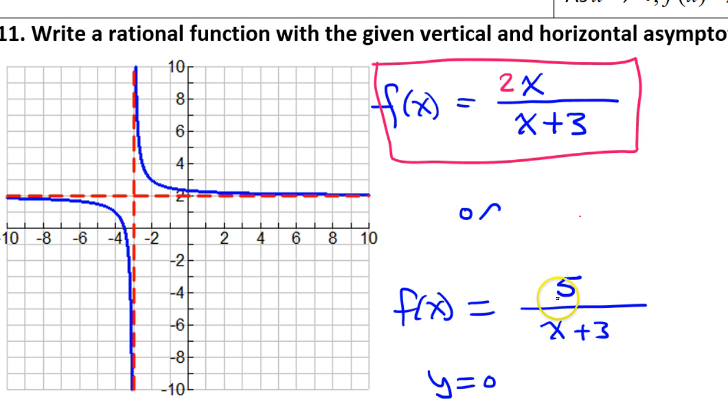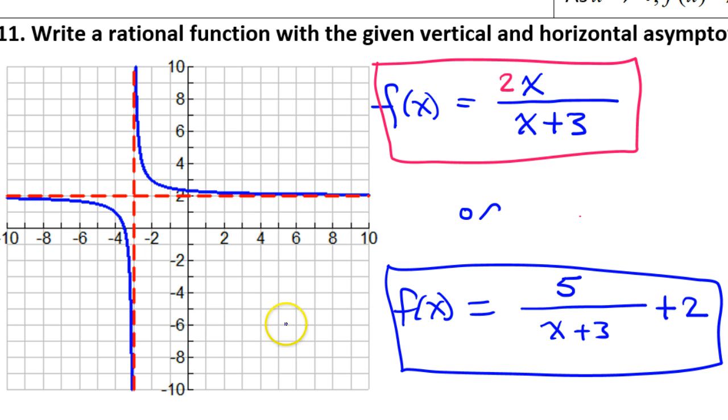But rather than changing the degree like we did before and changing the leading coefficient, what I can do is simply add 2 onto the end. That would shift the entire graph up 2 and give me the same result of having a horizontal asymptote at 2. So this is another solution to the problem.